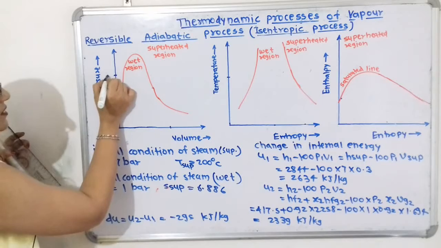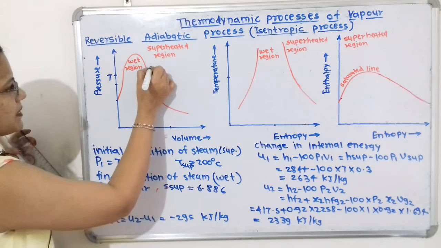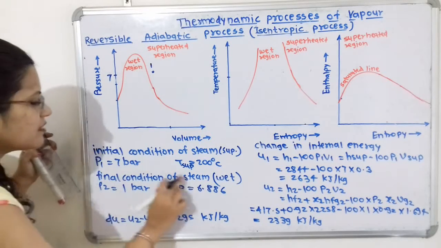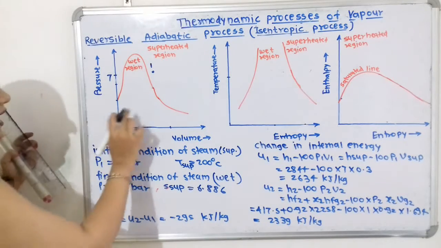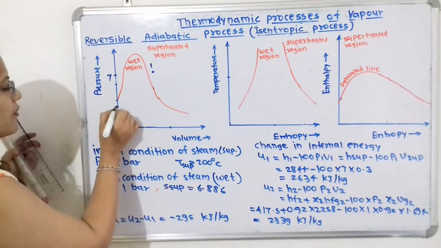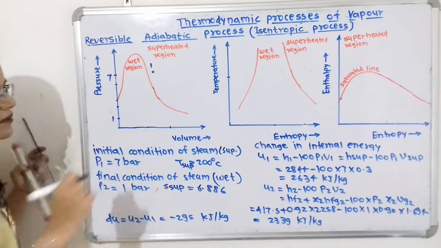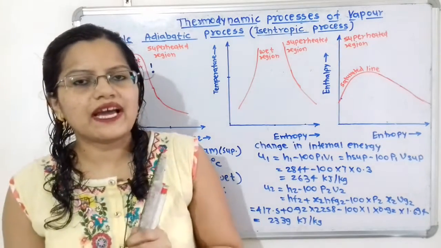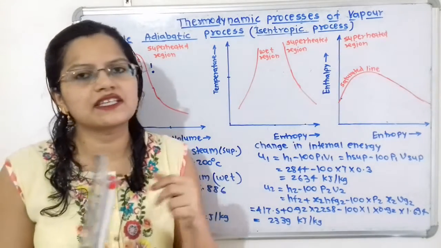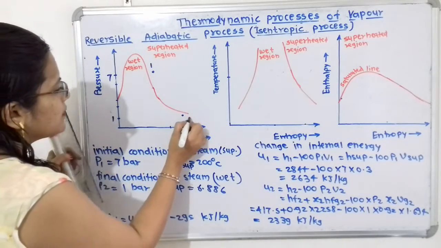Suppose here is the pressure of 7 bar, and here I will say this will be the initial condition of the steam, that is in the superheated region, and the final condition is wet steam, and we have to show it at a pressure of 1 bar. So suppose at the bottom we will take the 1 bar pressure line. Now we know that here is a decrease in pressure. Whenever pressure is decreased, there is an increase in volume, so we have to show an increase in volume. So this will be point 2.